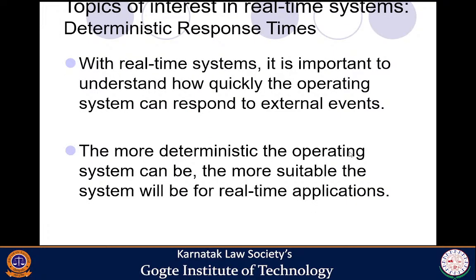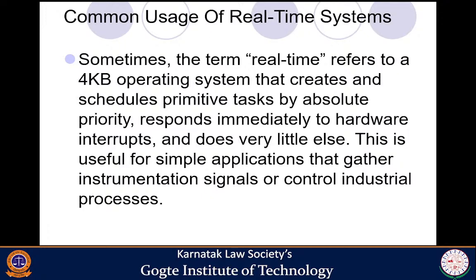Then typical topics of interest in real-time systems are that they need to have a deterministic response time. So the response time should be deterministic, and it should not vary from one application to the other. One of the common usages of real-time systems refers to a 4 KB OS that creates a schedule of primitive tasks by absolute priorities and responds immediately to hardware interrupts, but it does very little else. So this is useful for simple applications that gather instrumentation signals or control industrial processes.